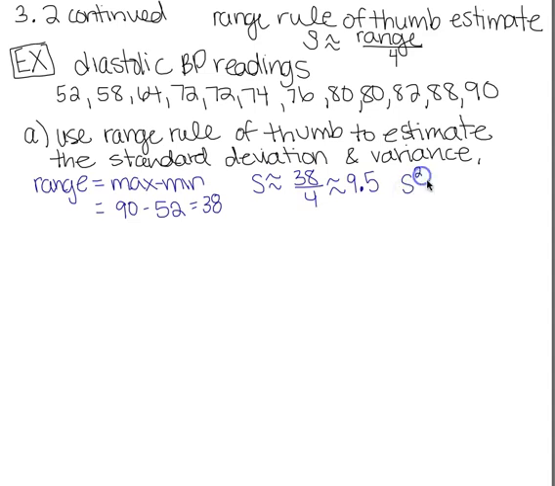To find the estimated sample variance, we would take our sample standard deviation and square that. So if you take 9.5 squared, you get 90.25, but again, our rounding rule says to round to 1 decimal place past the original data. So we don't want 90.25, we want 90.3 as our variance. So those are our estimates.